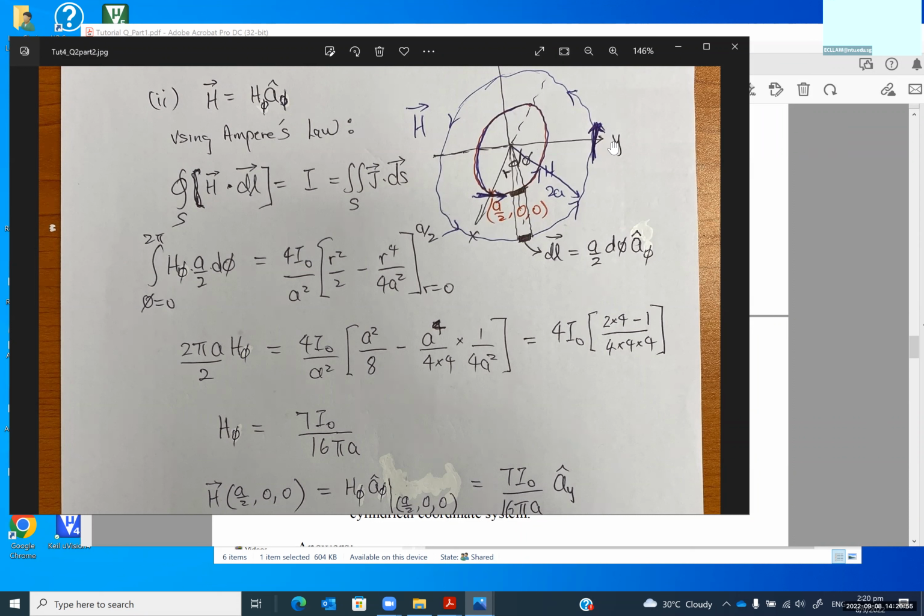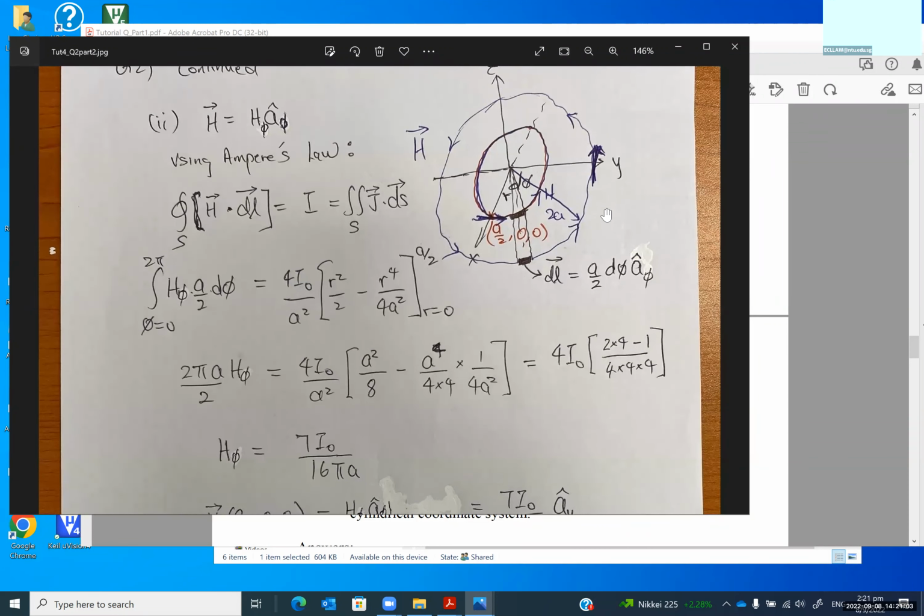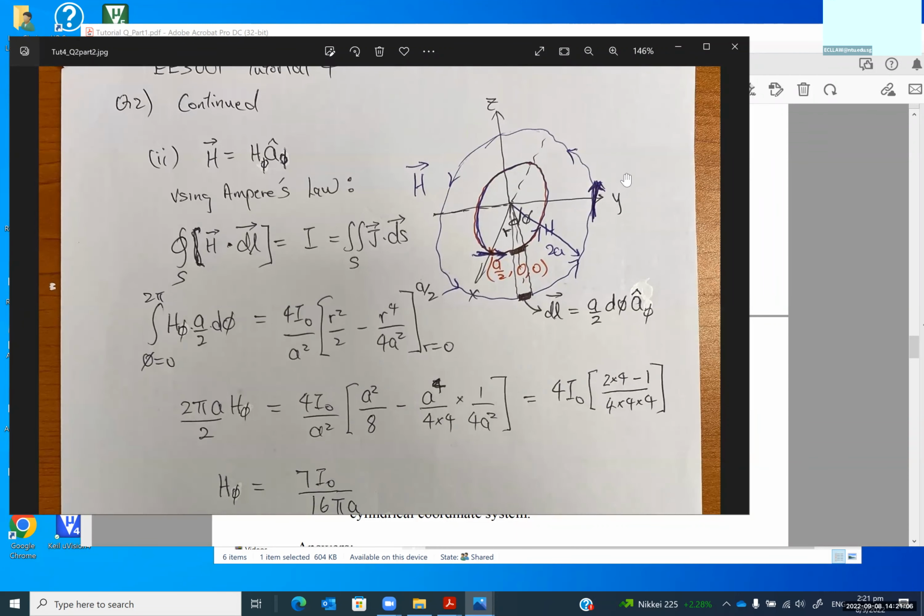So straight away, you can tell what the direction of that vector is. Negative a x. You can see the label there. It's going that way. So this is negative a x. My drawing should skew a bit more. That is lying in the xy plane. Okay, so we already got the direction of this vector. We need to find the coefficient of it, H phi.